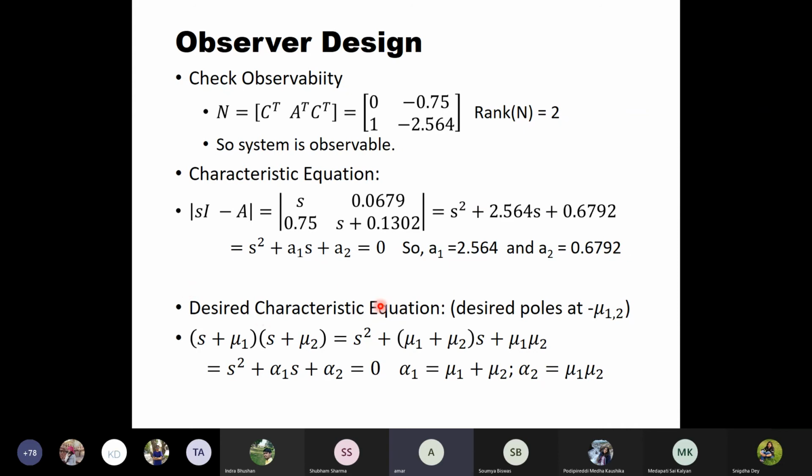The next step is I have to take the desired characteristic equation. Let's say the desired poles are at minus mu1 and minus mu2. This is basically two poles: one is at minus mu1, another is at minus mu2. So (s plus mu1)(s plus mu2) will be these equations, which is nothing but s squared plus alpha 1 s plus alpha 2 is equal to 0. So alpha 1 is equal to mu1 plus mu2 and alpha 2 is equal to mu1 mu2.